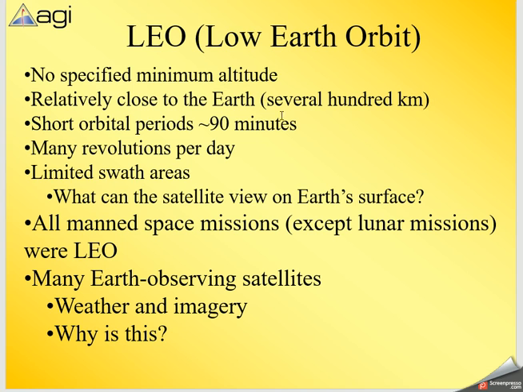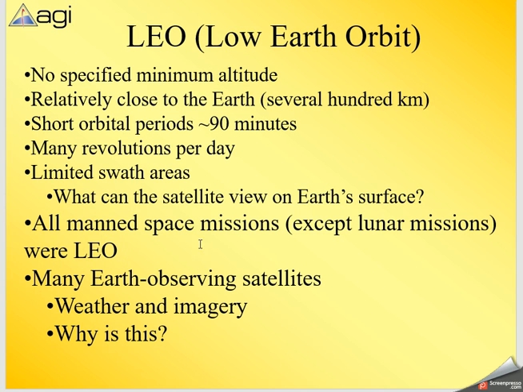So what we've got first is LEO, or low Earth orbits. No minimum altitude. They're relatively close to Earth. Short orbital period, about 90 minutes. They make many revolutions a day then. Limited swath of areas, so what can they view on the Earth's surface is what we're going to look at.